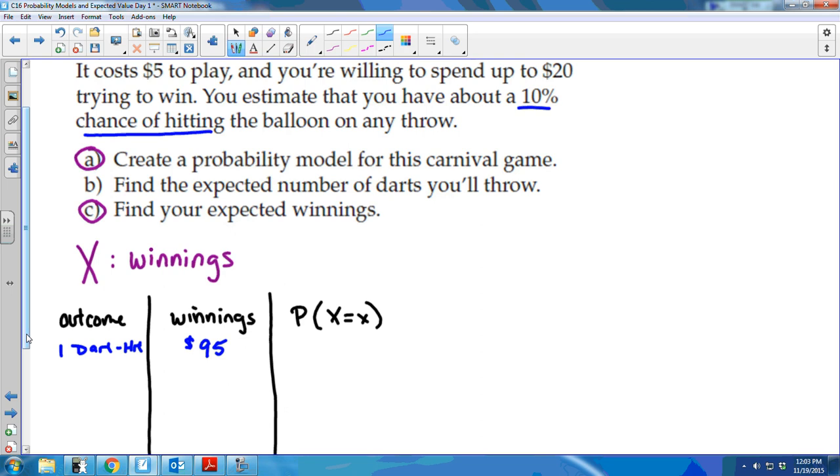10%. Right? So that'd be super lucky. First try, you throw the dart, you hit the balloon. You win $100, you'd paid $5 to play, so you get $95 total. 10% chance of that happening. Questions about that? That'd be awesome. Doesn't have to happen, but that'd be awesome.